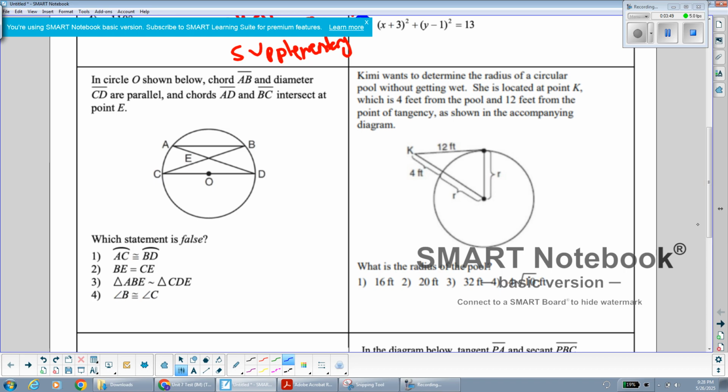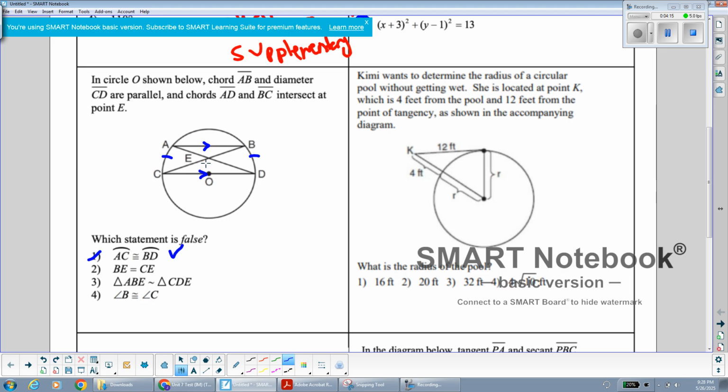Okay. We have parallel chords, AB and CD. And we know that parallel chords intercept congruent arcs. So the arcs in between them are congruent to each other. And that means answer choice number 1 is true. So that's not the right answer choice. Let's take a look at the rest.